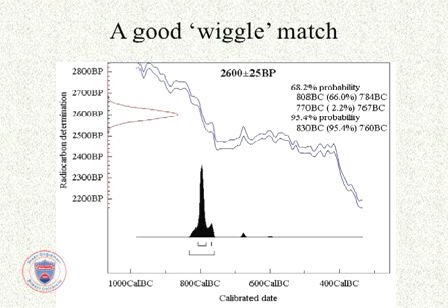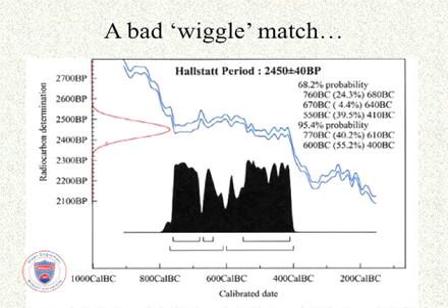Now, sometimes you can get what we call a good wiggle match. We can say with 95.4% probability that this is 8,830 BC, and 68% probability that it's around 808 BC, 748 BC. You get a nice sort of split point like that. But unfortunately, there's some period in history where this doesn't work. Remember when I was talking about Hallstatt and the problems with dating Hallstatt? The radiocarbon dates just don't fit in. The Hallstatt period can be anywhere between 2,450 years before the present and 2,410 years before the present. We've got big problems with dating the Hallstatt episode.